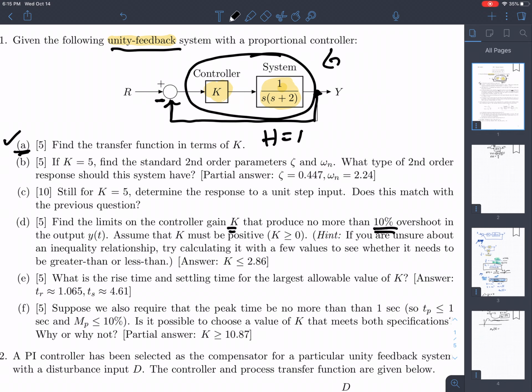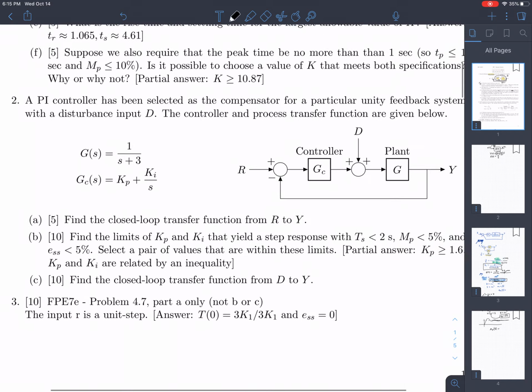So in general, if you look in the book, they have a table that talks about how a PID controller affects the response of a control system. In this case, this k is the P for proportional. And so if you increase k, and you already had a second order dynamic system, increasing that gain is going to cause the system to react faster and produce more overshoot. So what is the limit on k so that you restrict that overshoot to 10%?